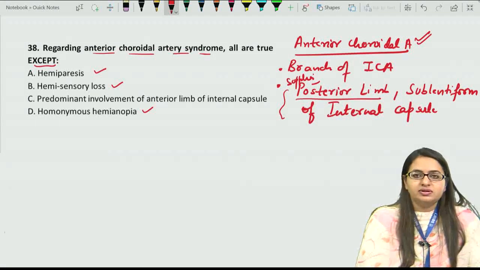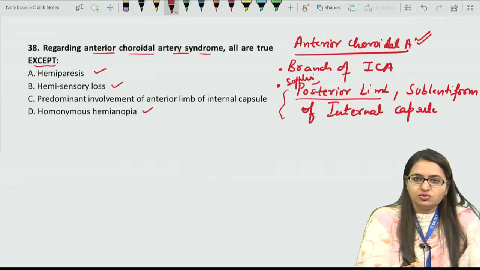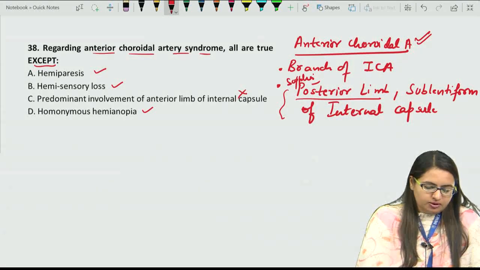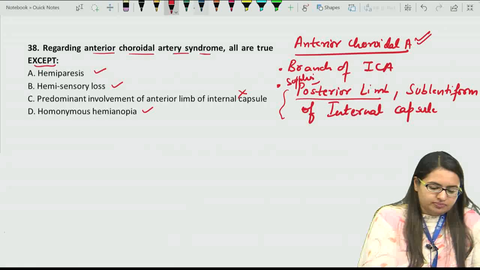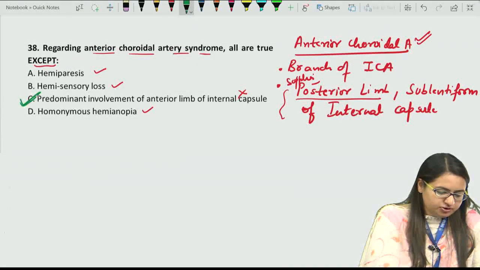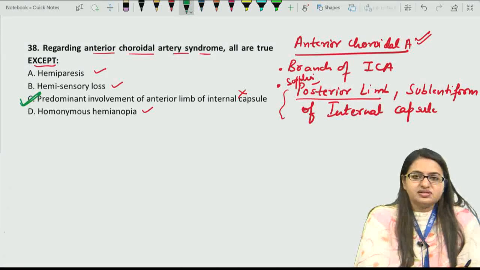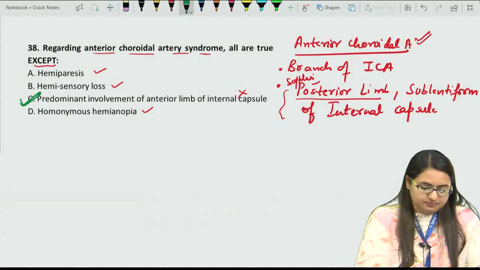Homonymous hemianopia will be there because it affects the visual fibers passing through the retrolentiform part. This option is not correct because the anterior choroidal artery supplies the posterior limb and not the anterior limb. So the answer for this question is C. The anterior limb, towards the anterior side, is basically supplied by the Heubner's artery.